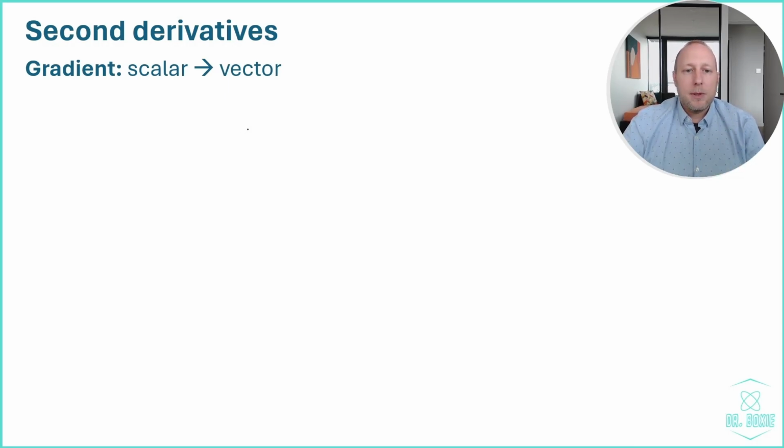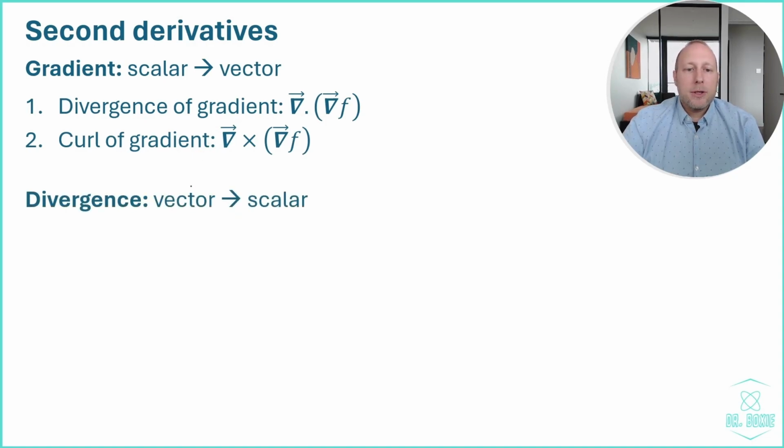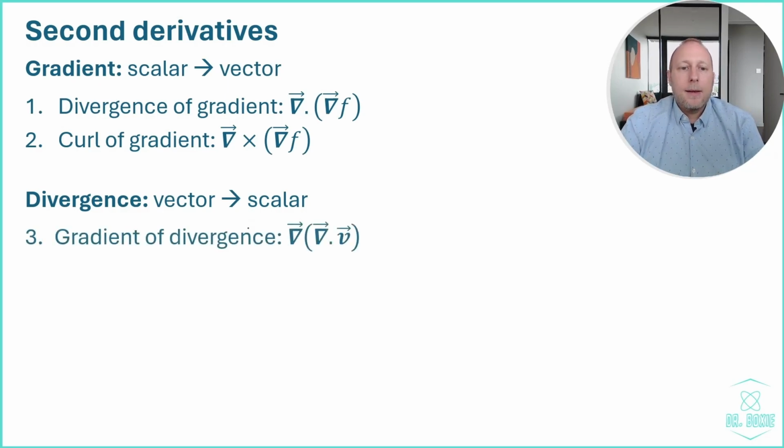So one possible second derivative would be to take the divergence of the gradient. A second one would be to take the curl of the gradient. So those are two possible second derivatives when the first derivative is a gradient. Another option, remember, divergence takes in a vector field and outputs a scalar field. If we want to take another derivative of this, the only way to take a derivative of a scalar field is by a gradient, so we get the gradient of the divergence.